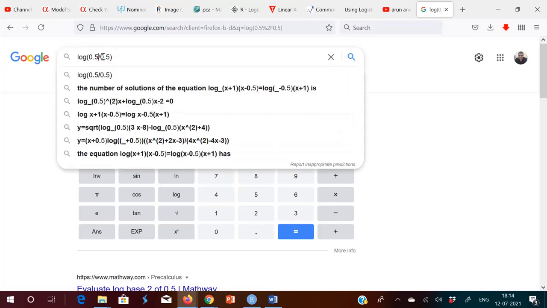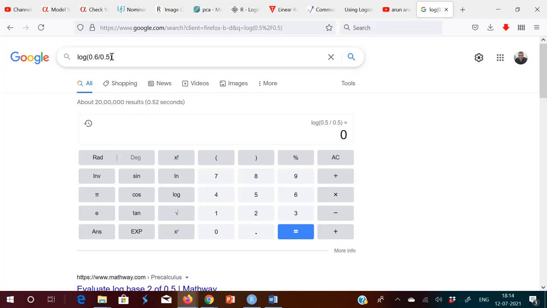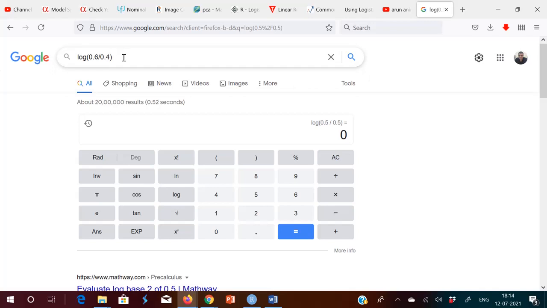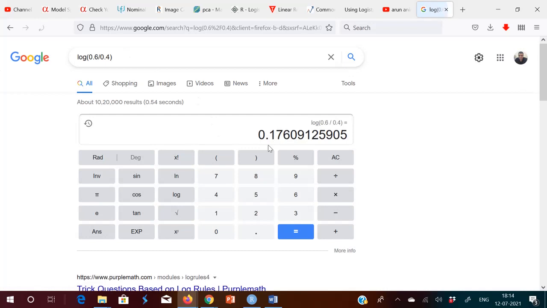Suppose our probability P is 0.6. Then it will be 0.6 divided by 0.4. What will be the answer? You will get a positive value.